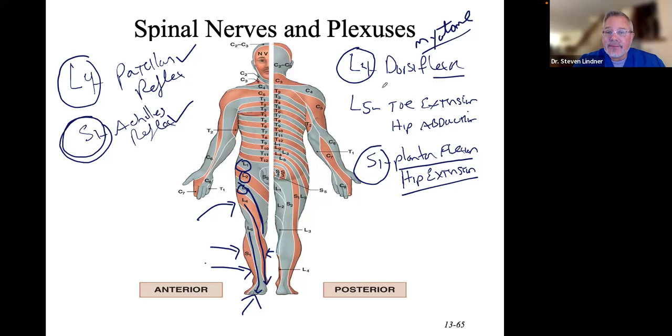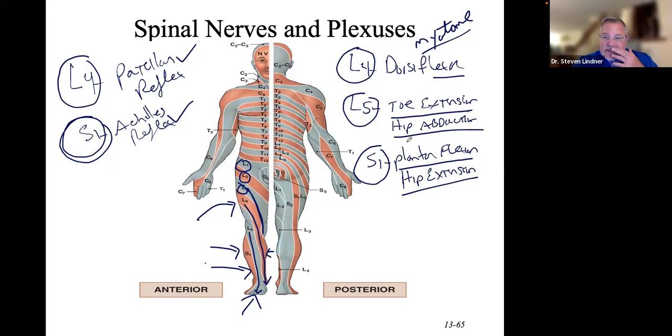Now, L5 does have a dermatome. It's the front of the shin and top of the foot and the top of the toes. And the myotome for L5 is toe extension and hip abduction for the glutes, like glute medius, hip abduction. So if you can't abduct your thigh or your hip, that's an L5 problem. And if you can't extend your toes, that's an L5 problem.